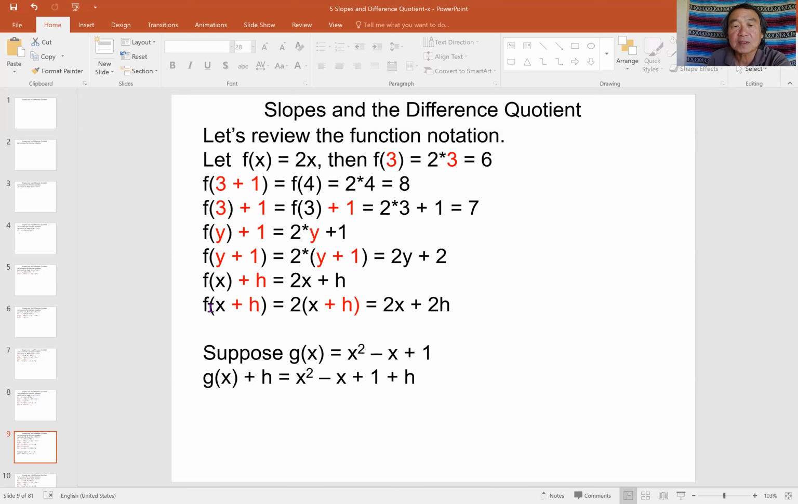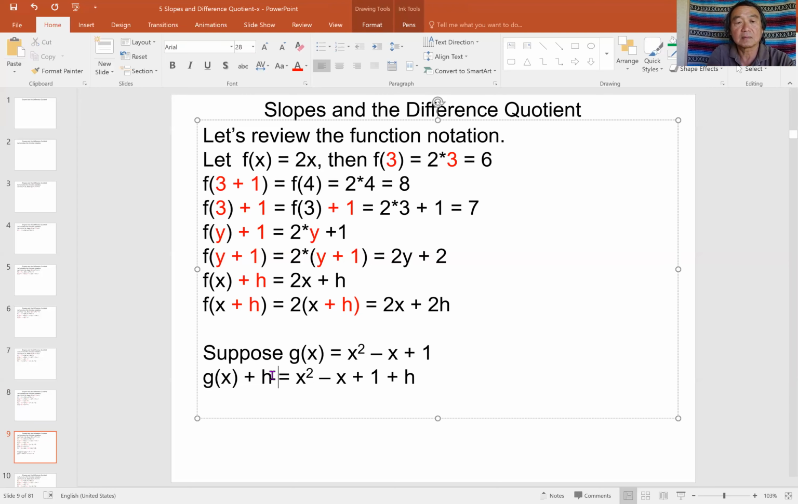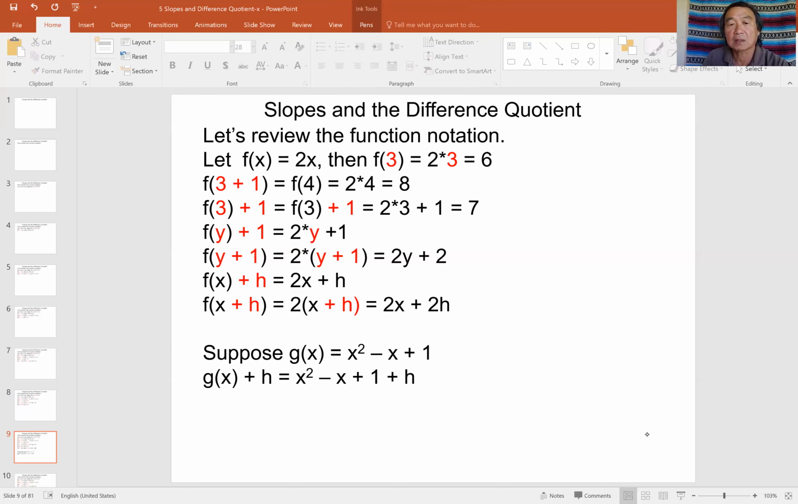Here's an example for second degree formulas. Suppose I have a second degree formula x squared minus x plus 1. Then this expression right here says take the formula, then add the amount h to the formula. So the answer is x squared minus x plus 1, add the h to that.